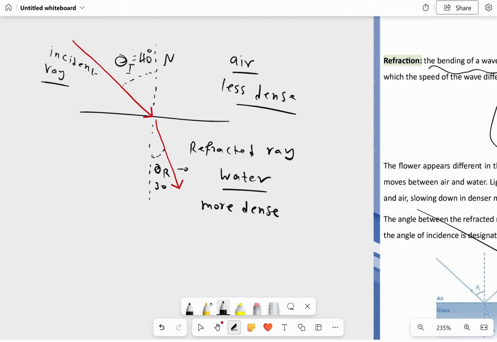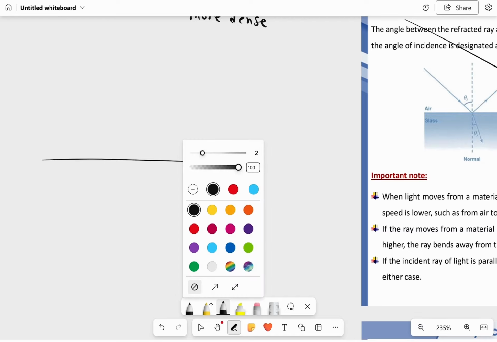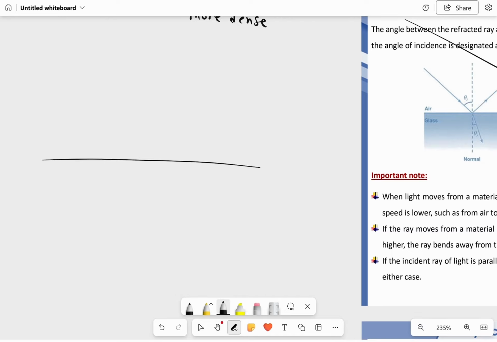Now, opposite to that is when we have a ray that is going from a more dense medium, let's say glass, into air, this time. It is going from, or we can say water to air, vice versa, it doesn't matter. Now, glass is denser than air, it is more dense than air, so again, we have normal line.